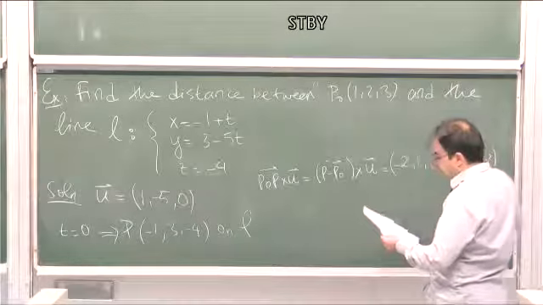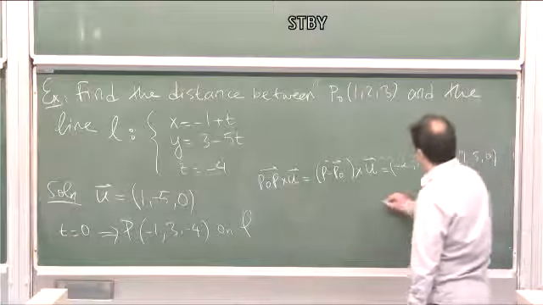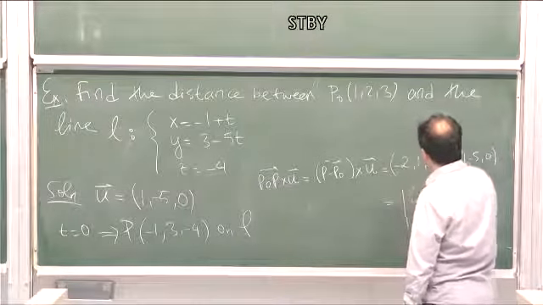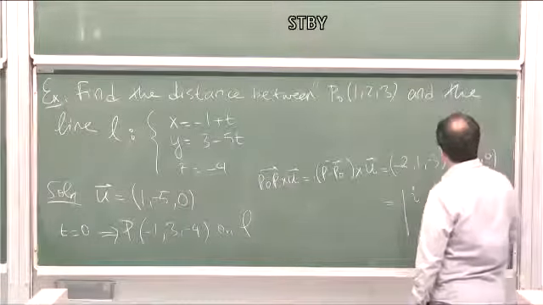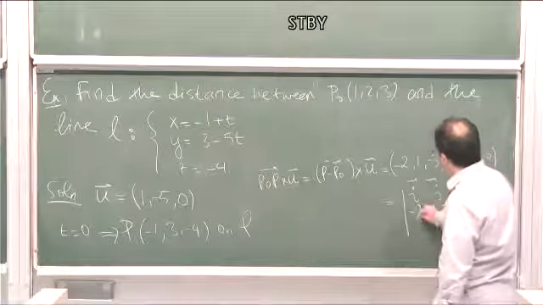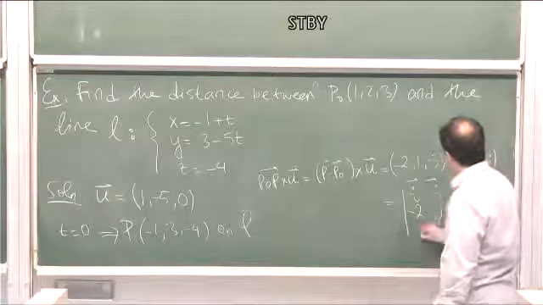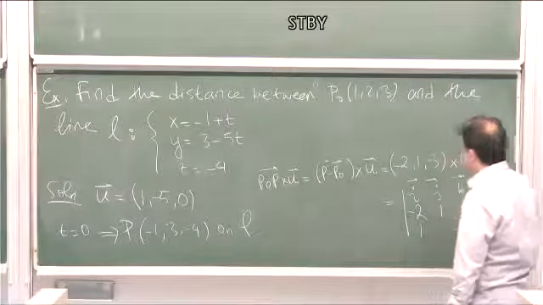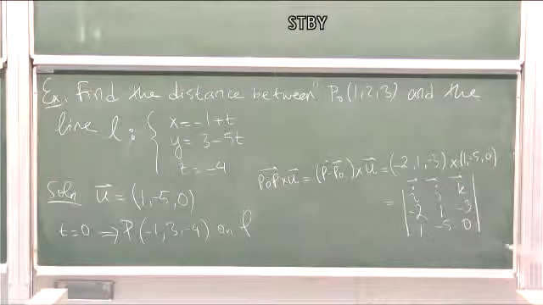Well, if you compute this cross product, you know how we compute this cross product. So we put -2, 1, -3, 1, -5, 0. And then you find its length.